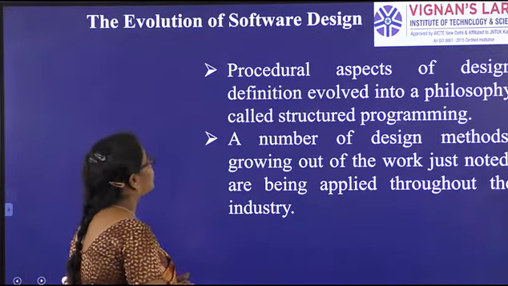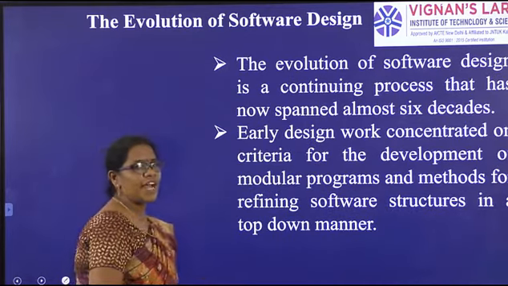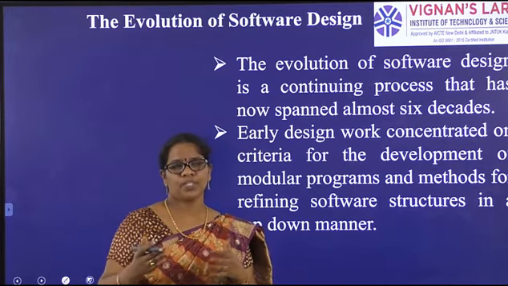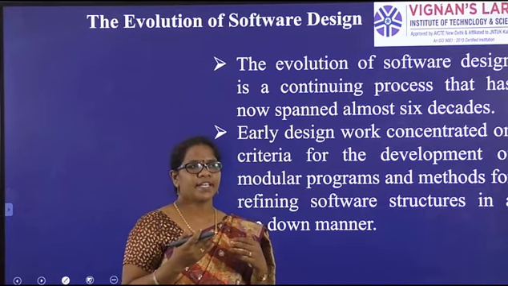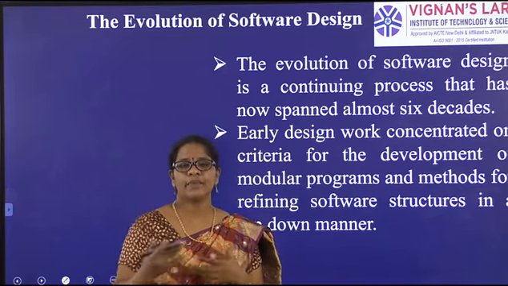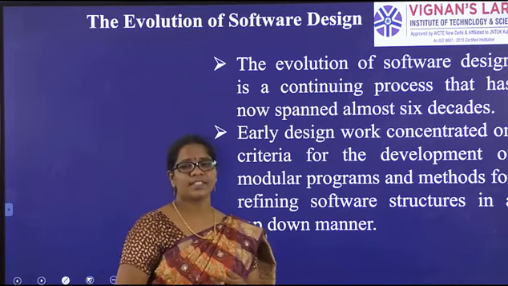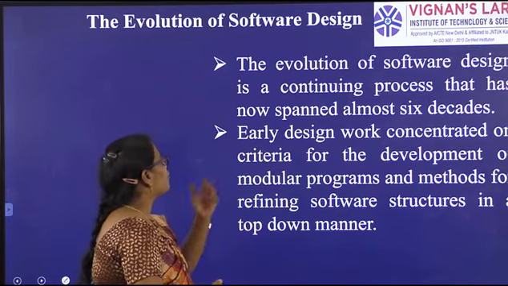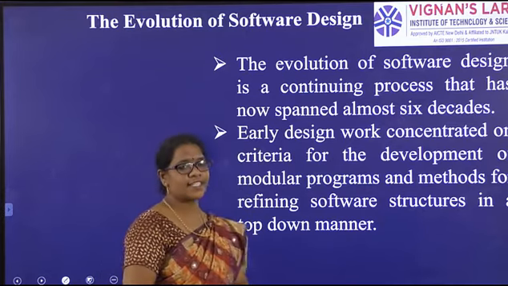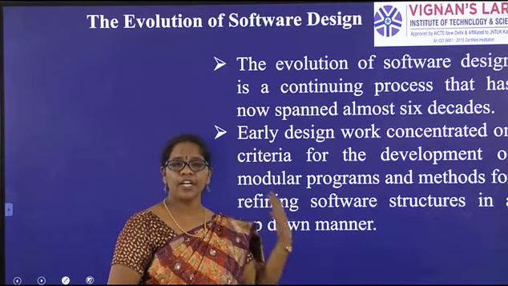Next is the evolution of software design. What is the evolution of software design? Evolution is nothing but how it came into existence, how it is processed, how it has increased day by day, and how the changes came into its design. The evolution of software design is a continuing process that has now spanned almost six decades. For six decades it has been continuously changing.